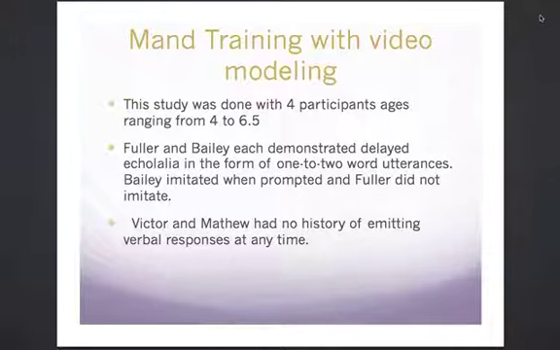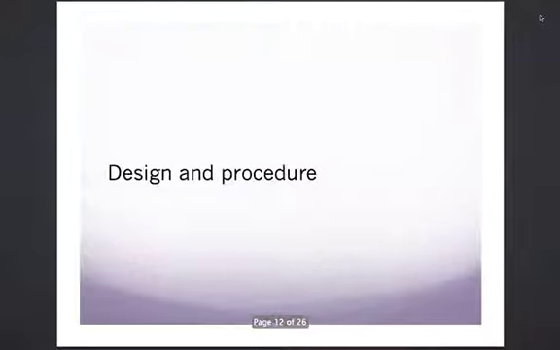Fuller did not imitate, but Victor and Matthew have no history of responding at any time. So you'll see that Matthew ended up having to do PECS, which is really interesting, and I really like his graph because it's more interesting to see. Okay, so let's talk about design and procedure.